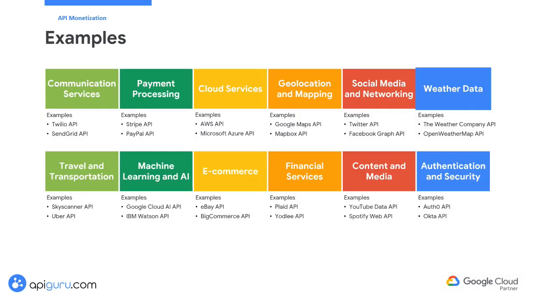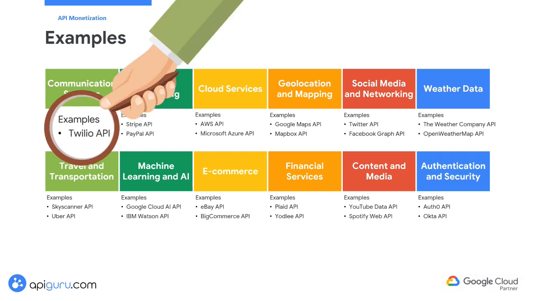Many organizations have successfully monetized their offerings through APIs. Here are some notable examples across various domains. Let's take Twilio as an example. Twilio has revolutionized communication with its API solutions for SMS, voice, and messaging, which has led to impressive success. Since its founding in 2008, Twilio's platform has enabled businesses to integrate communication features seamlessly without extensive infrastructure.